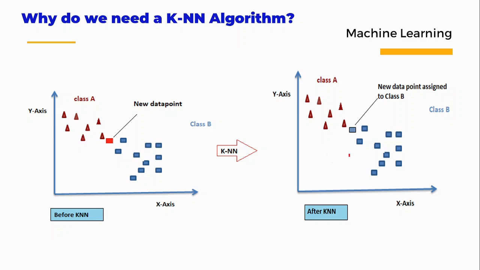With the help of KNN we can easily identify the category or class of a particular data point. Here we are finding the nearest neighbors, and based on the majority of the classes we are categorizing this particular point into class B. So this is how the KNN algorithm works.